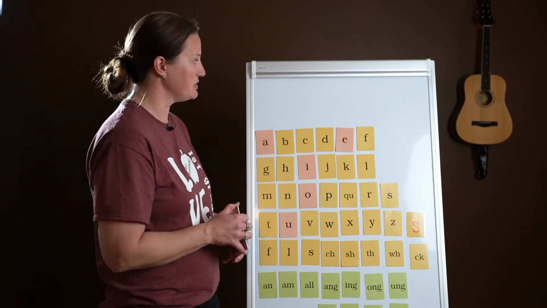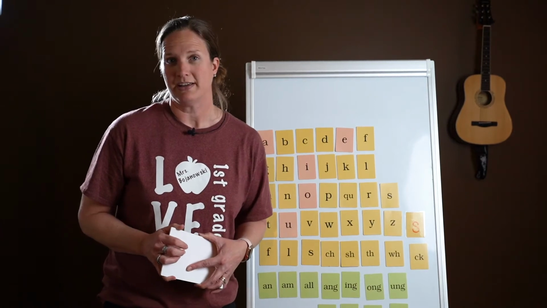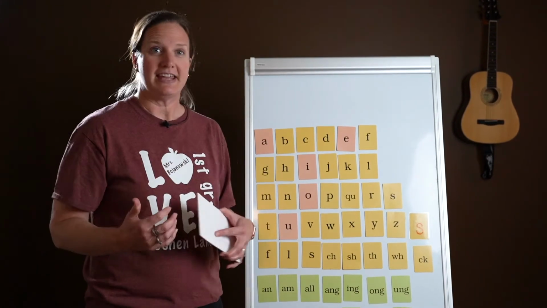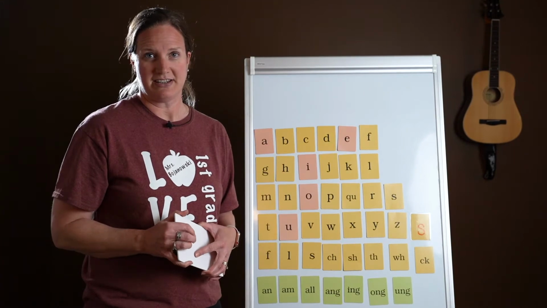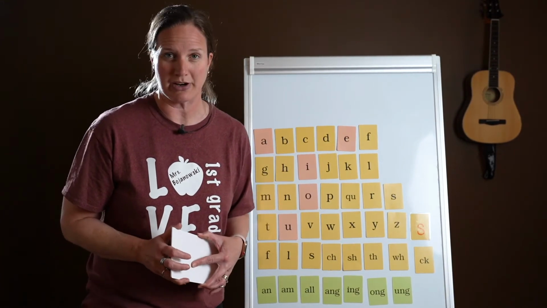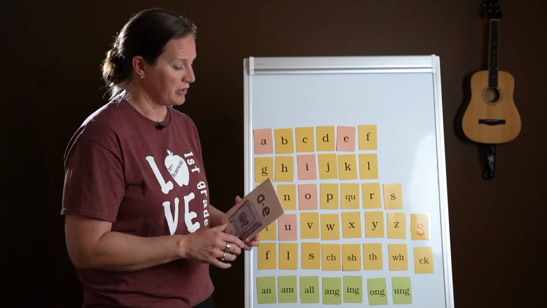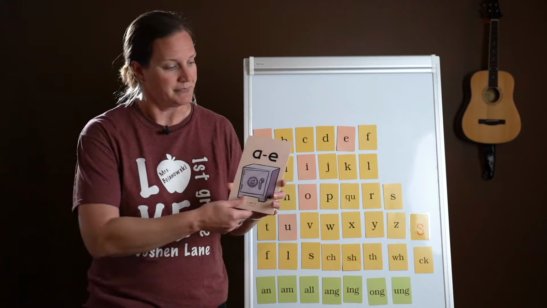So the first thing we're going to do is review what we learned in Part 1, that an E at the end of a word can sometimes jump over that consonant right before it and make the vowel say its name. So we're going to practice our sound cards here.